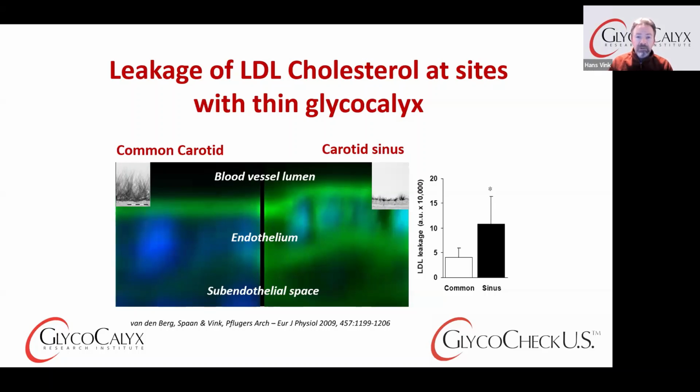But if your overall glycocalyx starts decreasing and is impaired, then these sites near the bifurcation areas, where glycocalyx is already thinner than in the rest of the body, will break down first and become highly leaky, and that's where cholesterol will start leaking into the vessel wall.